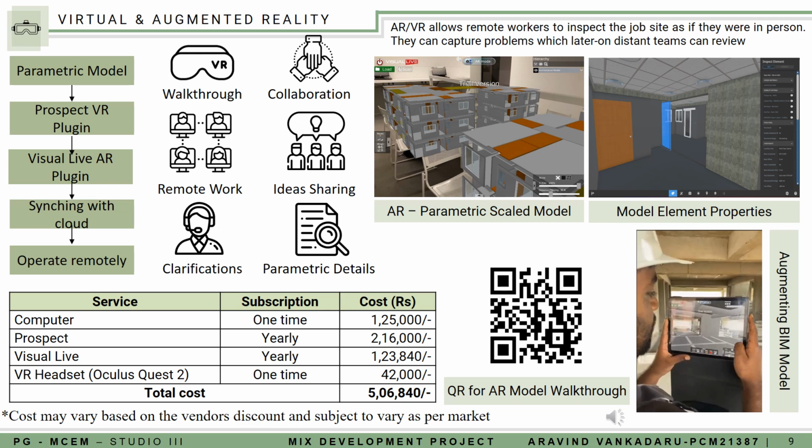To the right side you can see an AR model which is being placed at scale on an architectural model. Next to it you can see the model element properties, where each element can be selected. Onto the extreme right we can see the parameters: the thickness of the plaster, the height of the wall, the location of the wall, everything.